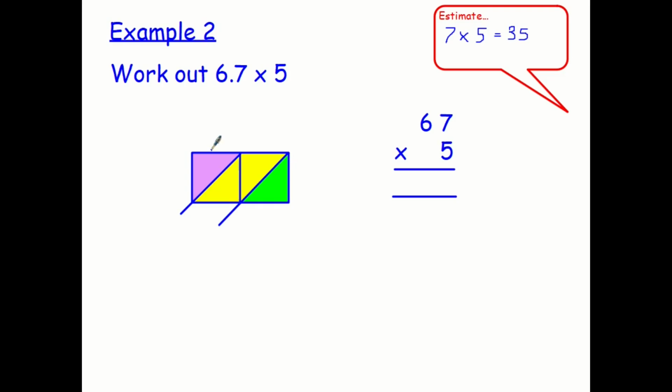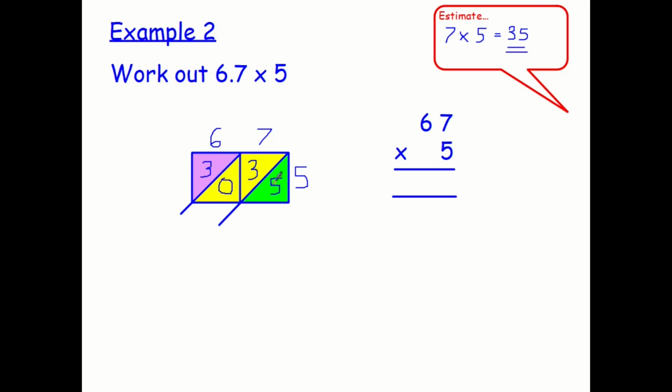So let's do the diagonal method. You're going to put 6 and 7. I'm not going to bother putting the decimal point here because I've got my estimate, so I know what region my answer's got to be in. So I'm just going to ignore that decimal point now. I'm going to put the 5 here. This box I do 7 times 5, which is 35. This box I do 6 times 5, which is 30.